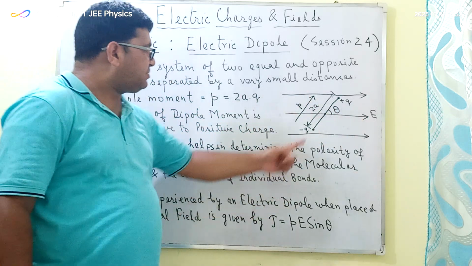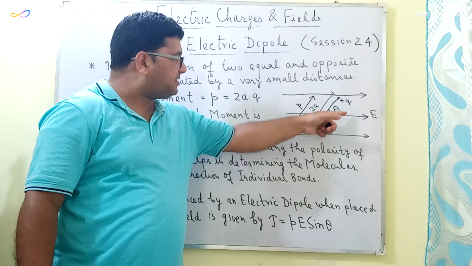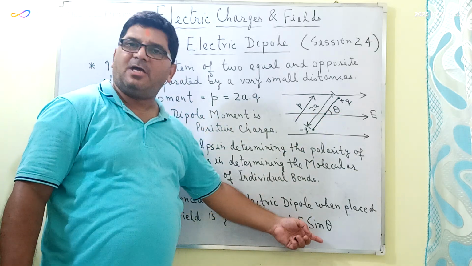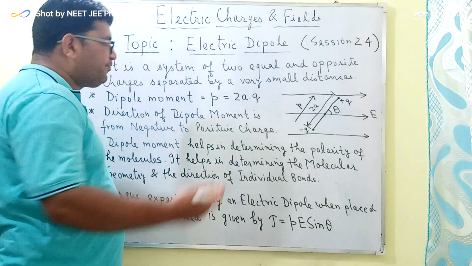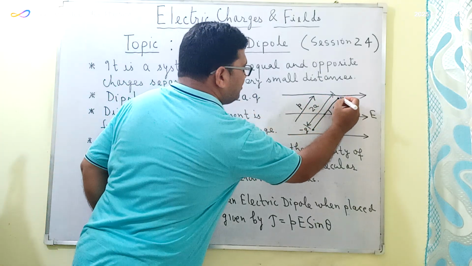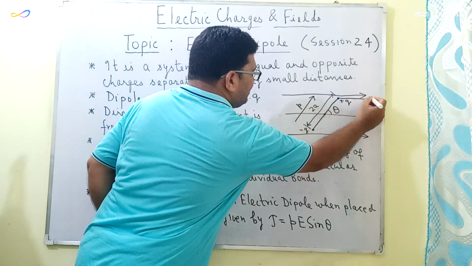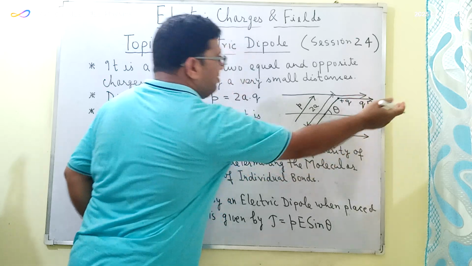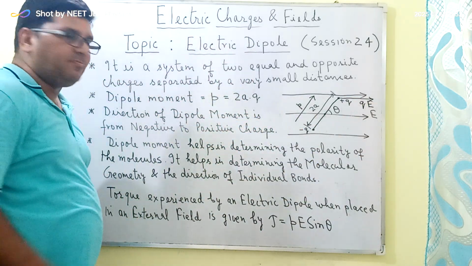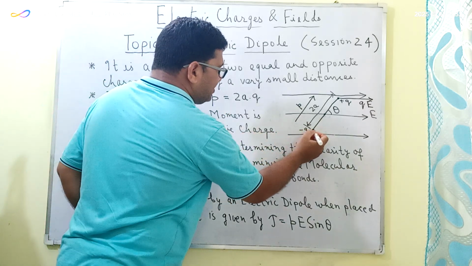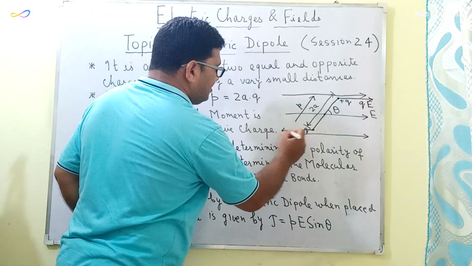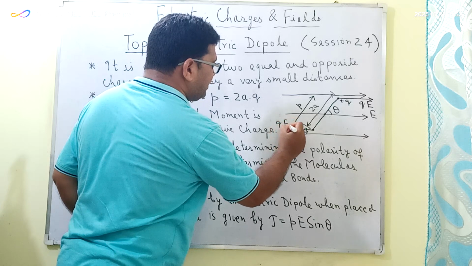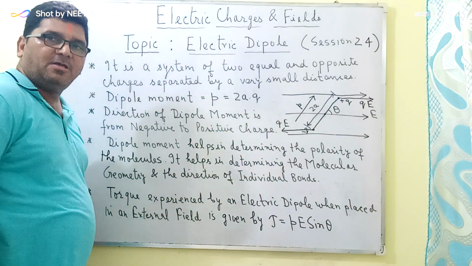So the torque experienced by this dipole when it is placed in this external field will be given by this formula, that is torque is equal to PE sin theta. And this is very easy to derive also. The force acting on this charge, this is a positive charge, so the electrostatic force on this charge will be equal to QE, and it will be in the direction of the electric field because it is a positive charge. This is a negative charge, so the electrostatic force on this negative charge will be in the opposite direction.